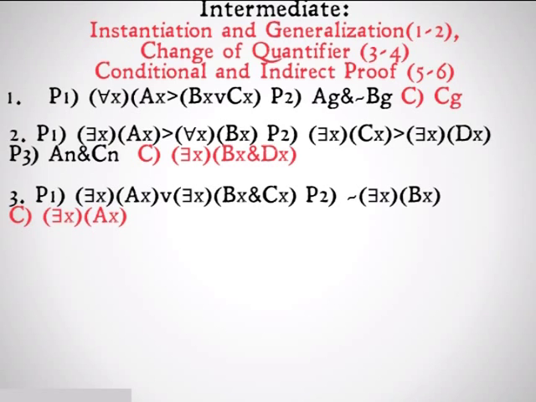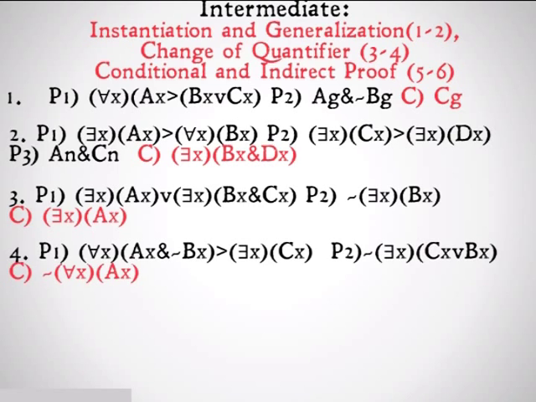Problem number 3, there exists an x such that x is an A, or there exists an x such that x is a B and x is a C. It's not the case that there exists an x such that x is a B. Therefore, there exists an x such that x is an A. This problem and the next problem, you won't need conditional and indirect proof yet, but you should use change of quantifier. You're going to have a lot of trouble if you don't.